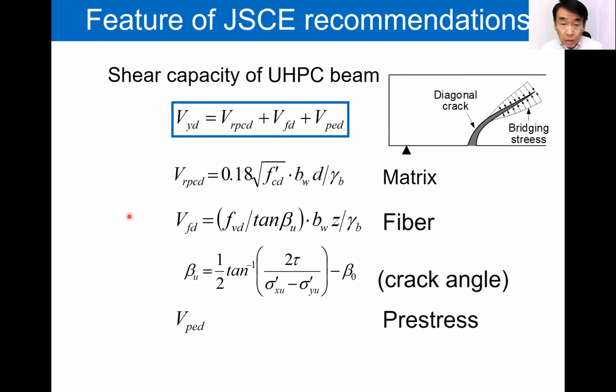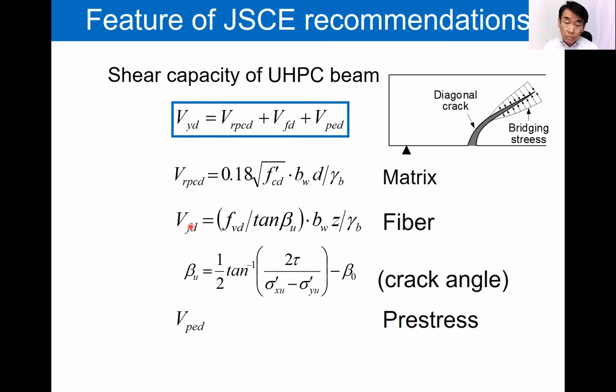The next is the equation for the shear strength of UHPFRC members. The shear strength of the member consists of 3 components, and that is the contribution of matrix, fiber and prestressing tendon. The contribution of the fiber is given by this equation, and this fvd is the tensile strength of UHPFRC perpendicular to the diagonal crack. And it's given as the mean stress of the tension softening diagram where the crack opening is less than 0.3 millimeter.